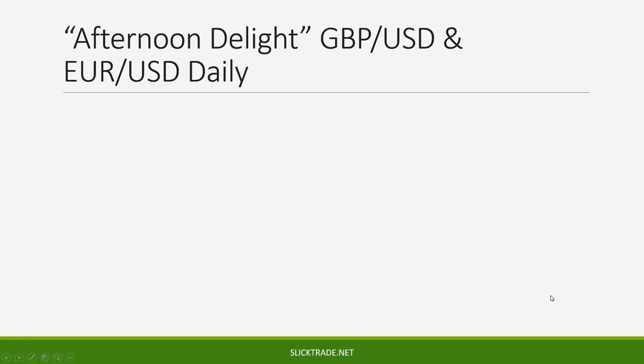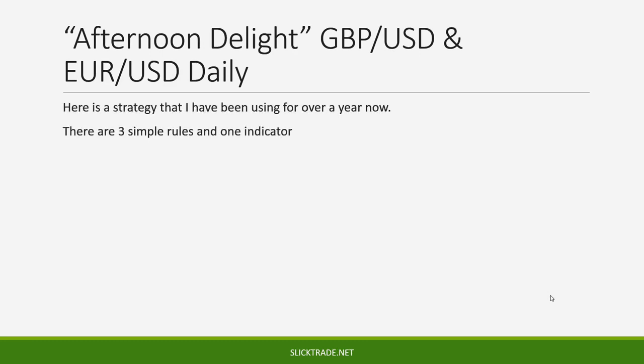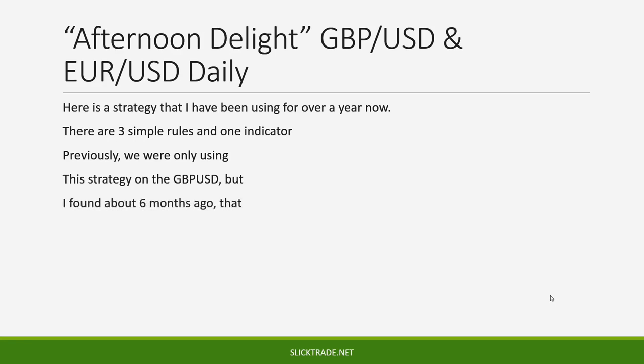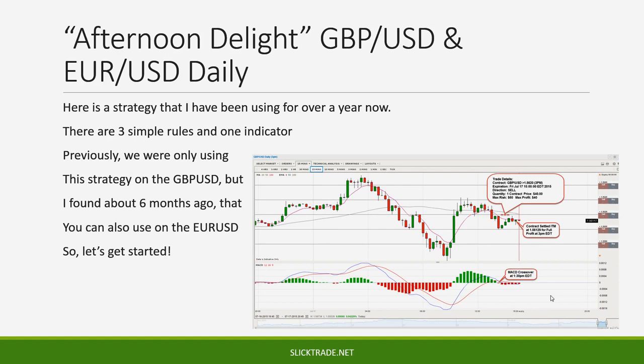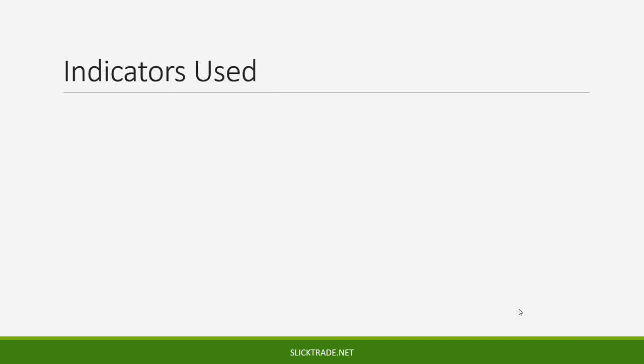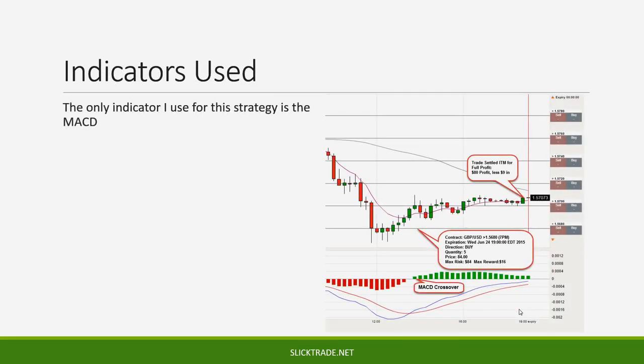So let's get started. The afternoon delight. This is a strategy that I've been using for over a year now. There are 3 simple rules and 1 indicator. Previously we were using the strategy on the GBP USD, but I found out about 6 months ago that you can also use it on the Euro USD. The only indicator that I use for this strategy is the MACD.